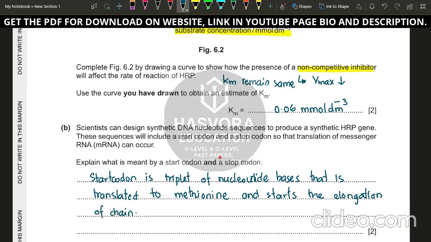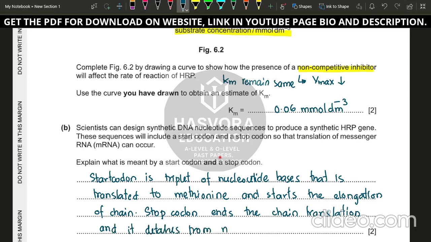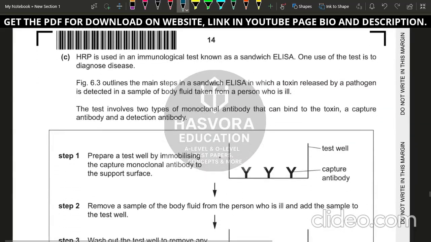while the stop codon ends the chain translation, the polypeptide chain translation, and it detaches from the ribosome. Okay, so it detaches from the ribosome. So this will be your answer. Let's move on to the part C.